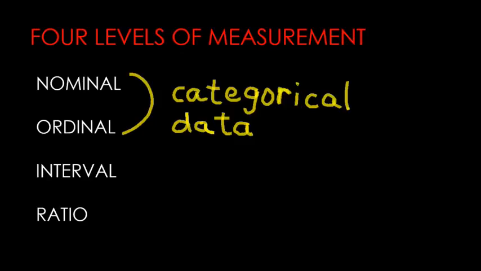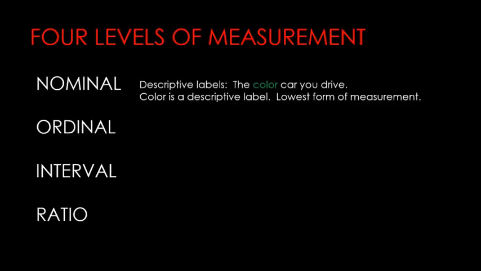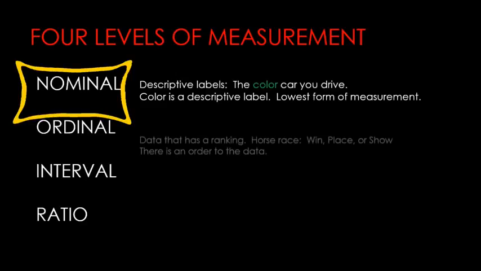Data that result from categories that have labels that are just descriptive are nominal scale data. For example, the color car you drive is a category of color that is just a label. A green car is not greater than a white car or a black car. The colors describe an attribute but are not ranked in any way. This type of data is considered nominal.